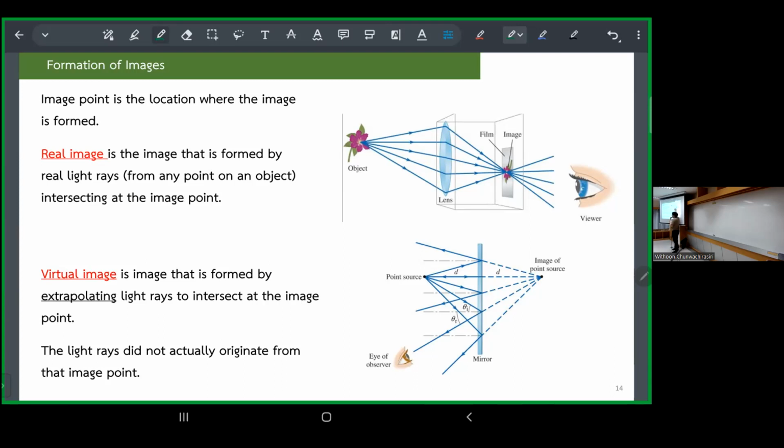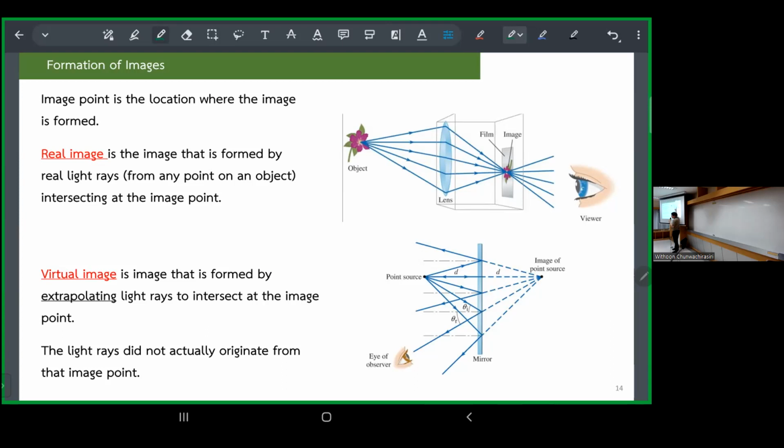So we call this an image formation. Okay, so the key factor of this one is you need the intersections of the rays to generate an image. However, because this comes from the real intersections of the rays, we call this a real image.